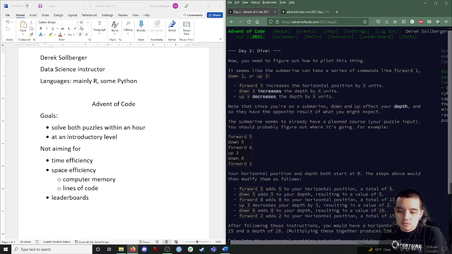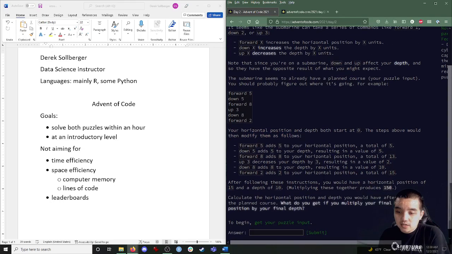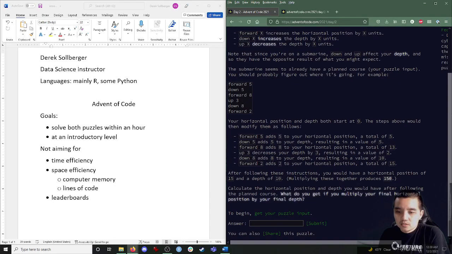For example, note that your horizontal position and depth both start at 0. The steps above would then modify them as follows. Forward 5 adds 5 to your horizontal position for a total of 5. Down 5 adds 5 to your depth, resulting in a value of 5. Remember, the horizontal position and depth are different numbers.